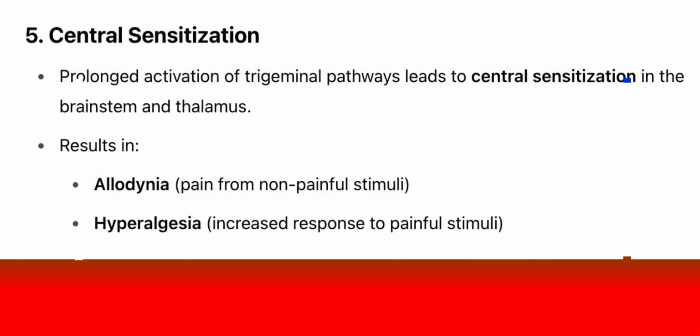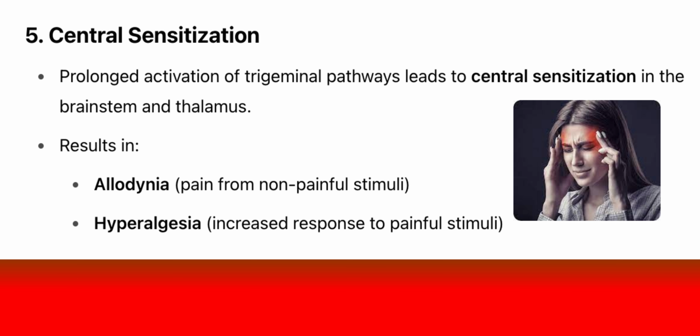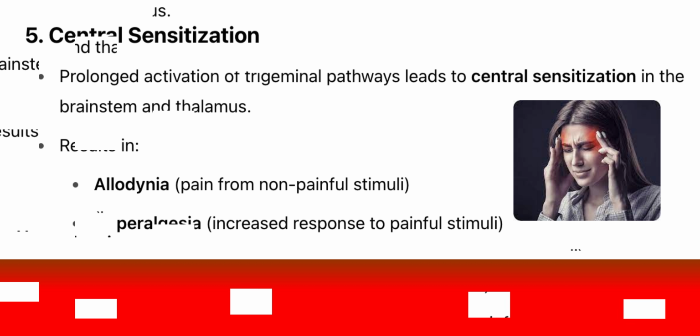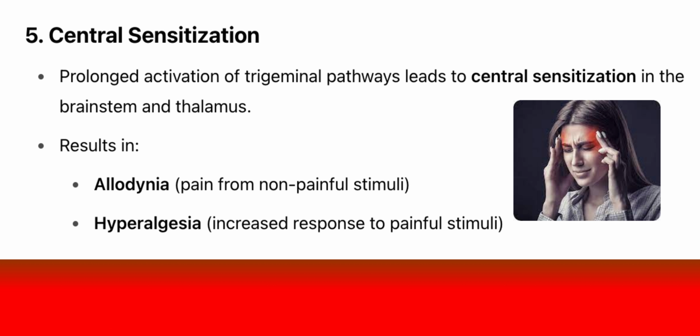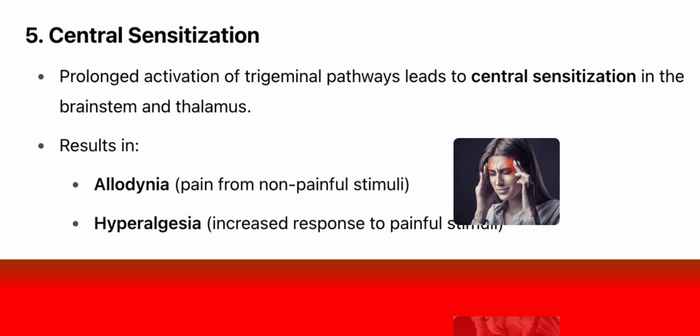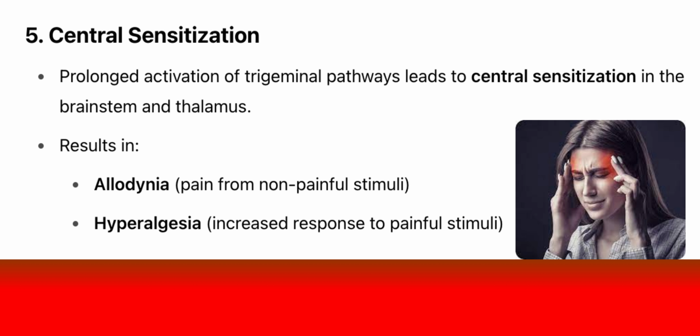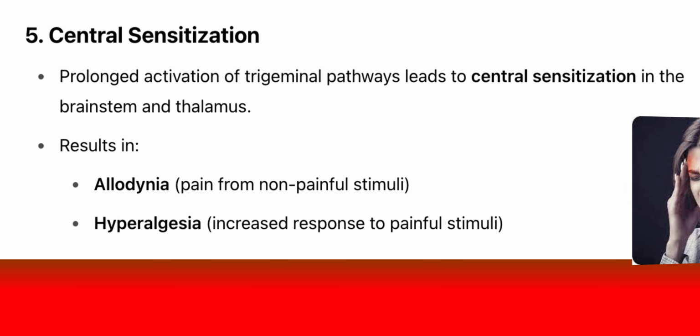5. Central sensitization. Prolonged activation of trigeminal pathways leads to central sensitization in the brainstem and thalamus. This results in allodynia, pain from non-painful stimuli, and hyperalgesia, an increased response to painful stimuli.